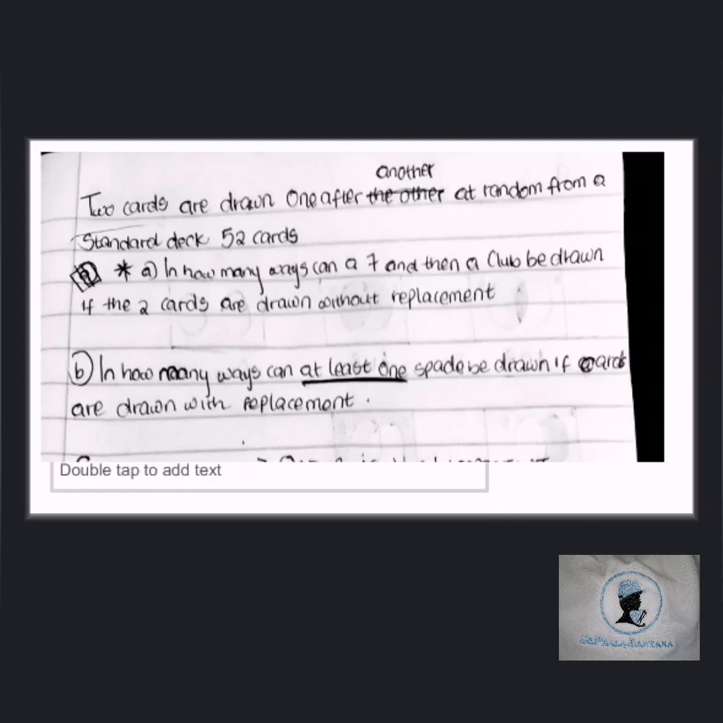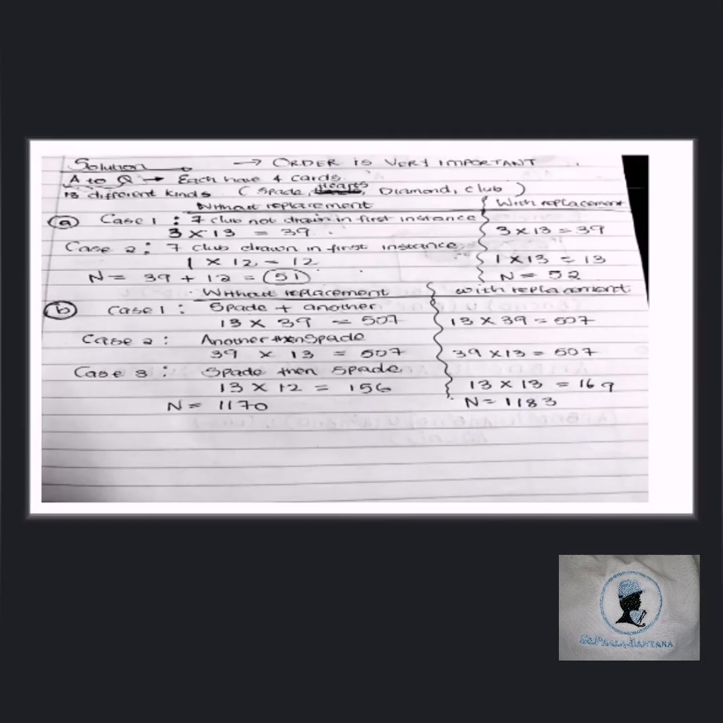Example number 2 says 2 cards are drawn one after another at random from a standard deck of 52 cards. A says, in how many ways can a 7, then a club, be drawn if the 2 cards are drawn without replacement? So this question required you to know that we have 52 cards in a standard deck, after removing all the jokers, and each kind has 4 cards.